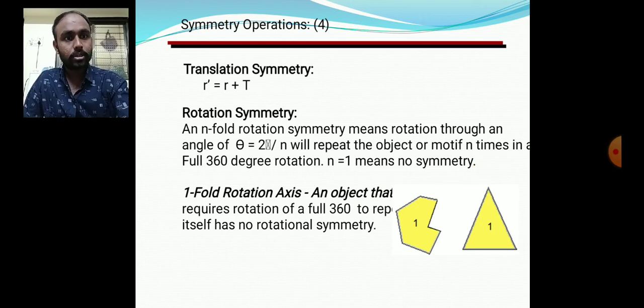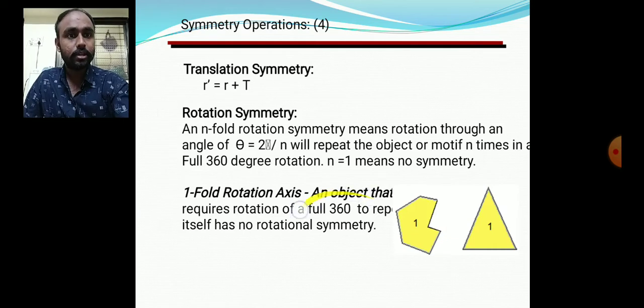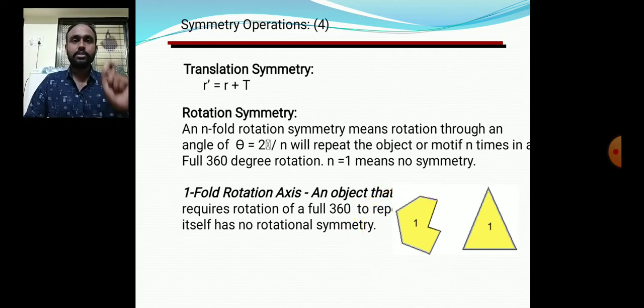Now if I want this structure exactly like this after some rotation, how much degree do you have to rotate it? Yes, there is no option, you have to rotate it by 360 degree only. That means n is equal to 1, and that's why we can say this particular object possesses one fold symmetry.